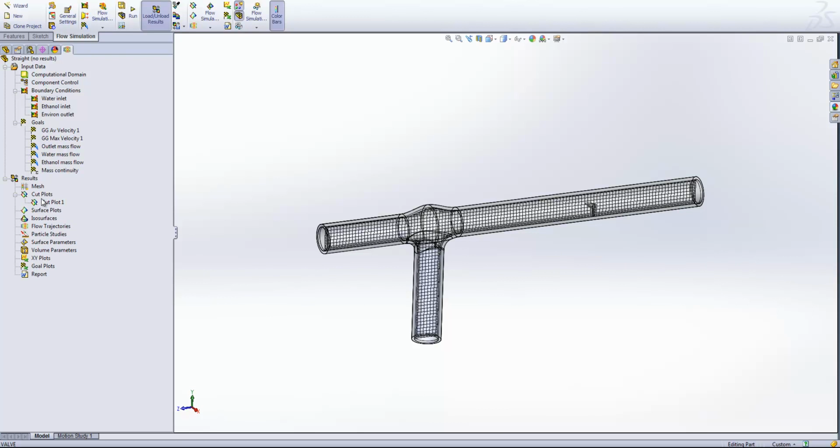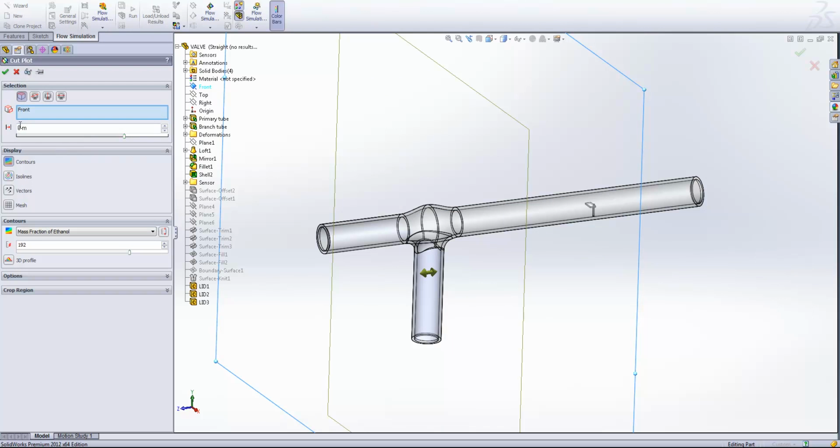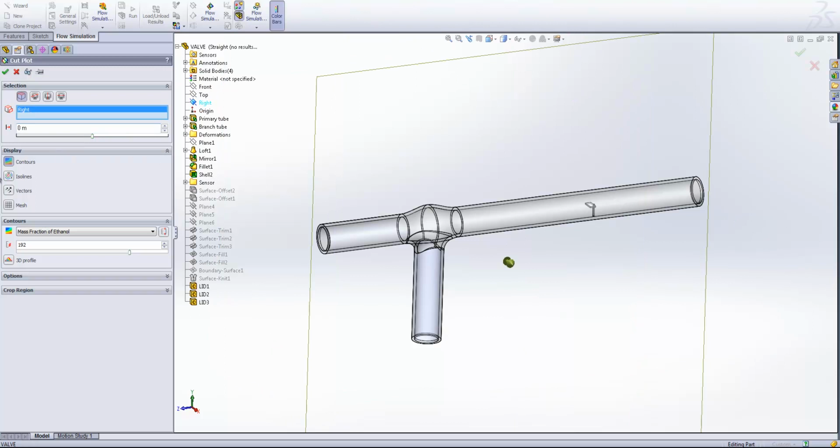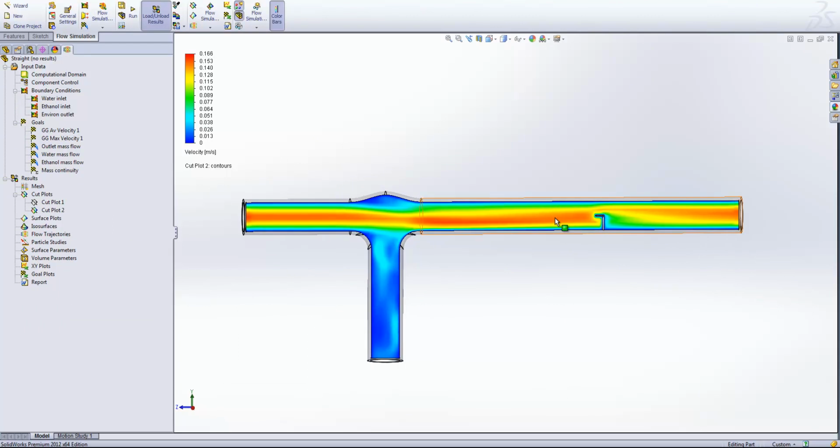Okay, let's have a look at some of our actual results now. So let's insert another cut plot. I'm going to use the right plane again, but this time we're going to have a look at the flow velocity. So if I hit OK there, we can see how the fluid velocity varies within the setup. Automatically, this legend is defaulting to the maximum and minimum values present within the flow. And so we can see we've got an almost jet structure forming of the water.